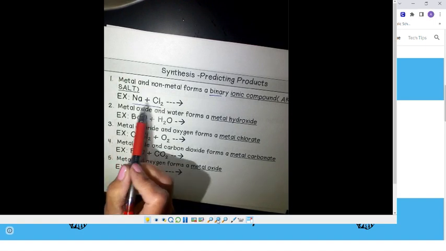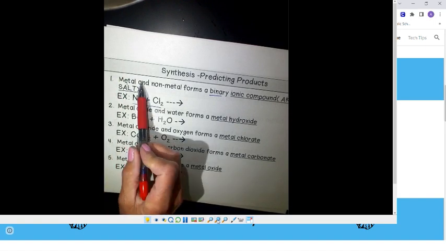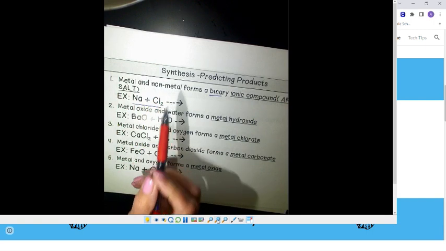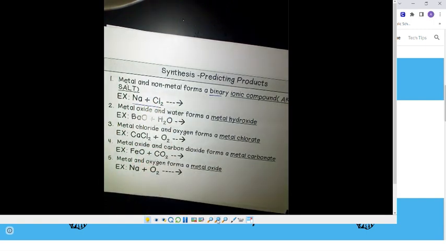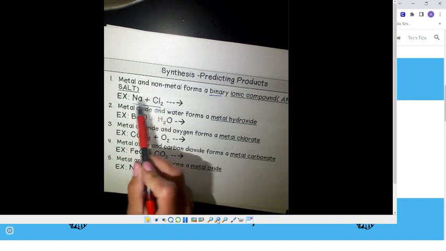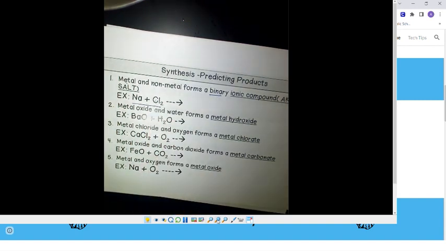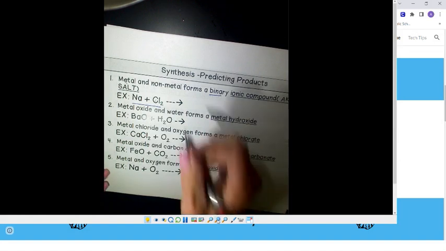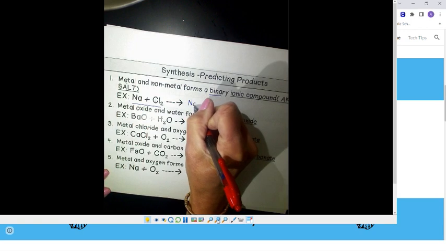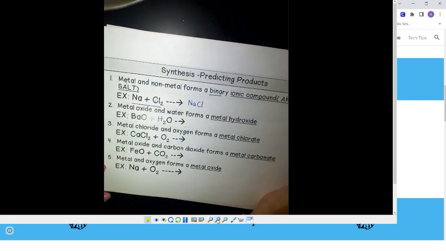So on the reactant side, if you have a metal plus a nonmetal, it is going to form a binary compound. That means the 2 elements that were on the left-hand side are going to come together to make a single compound. So if I have sodium and chlorine, I'm going to put the 2 together to make an ionic compound. We call it a salt as well, okay?